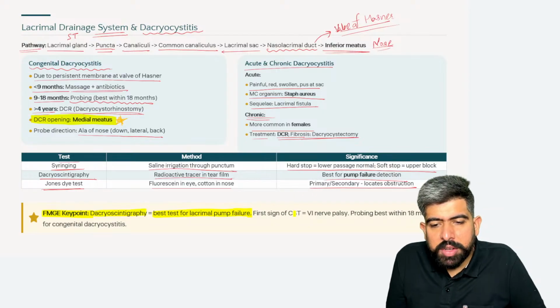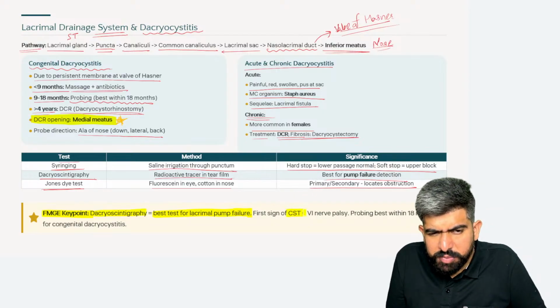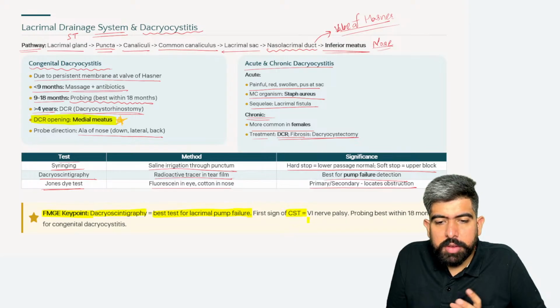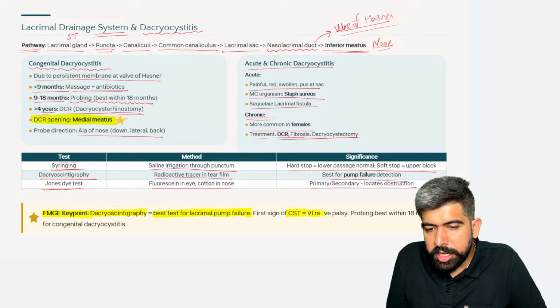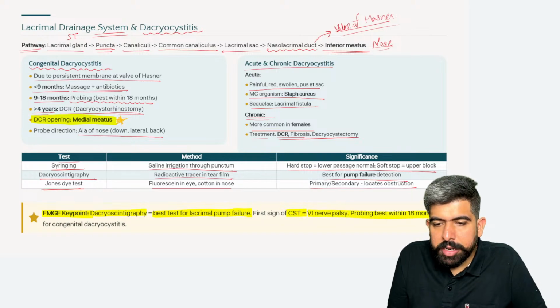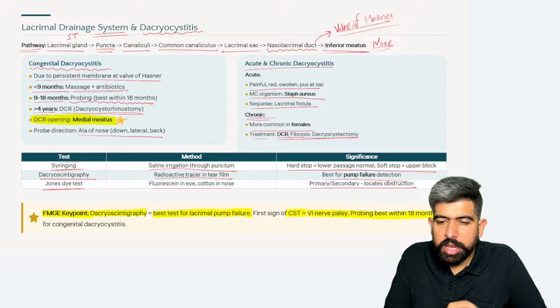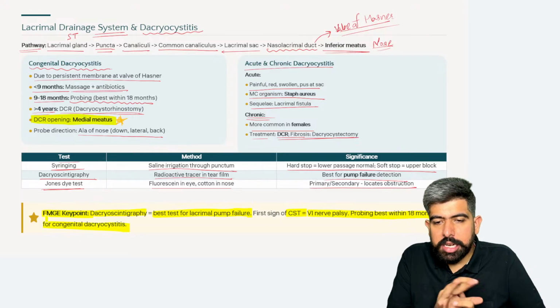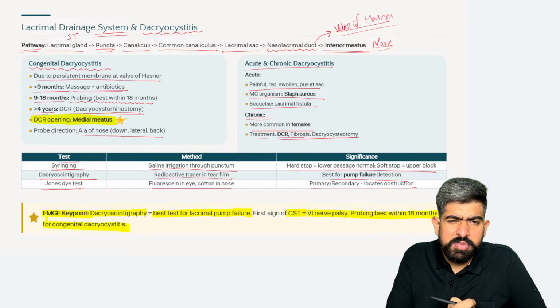And please remember the first sign of CDC. The CDC is what? Congenital dacryocystitis. In this, there will be sixth nerve palsy. Probing is best at 18 months for congenital dacryocystitis. So we can do all these tests for the lacrimal system, right?